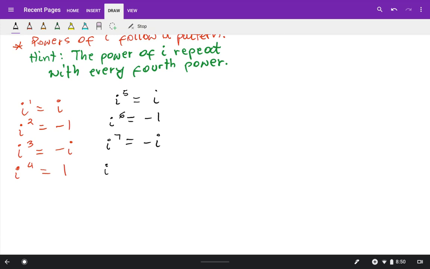And i to the eighth power will be equal to 1. Okay, so what you need to know is the first 4 powers, and then everything repeats, and so on. You can keep going. i to the 9th power will be i, and so on. So let's do some problems.